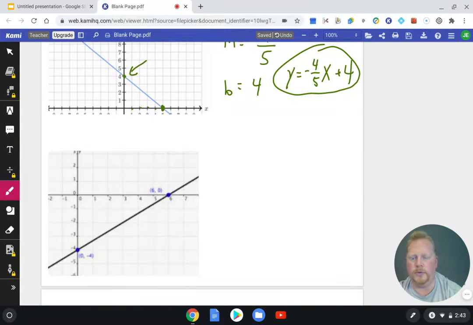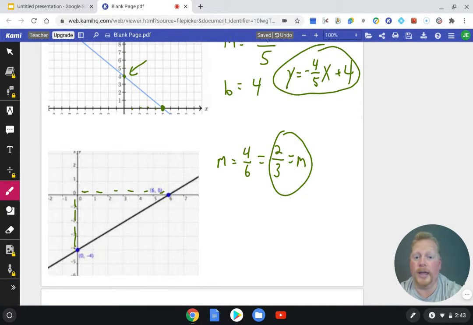Let's do one last one. Okay, for my slope, I can tell that my slope is going to be positive. So if I go 1, 2, 3, 4, and then over 1, 2, 3, 4, 5, 6, my slope is 4/6. Now I don't like 4/6 as my slope because it can reduce to 2/3. So that's my slope, 2/3.